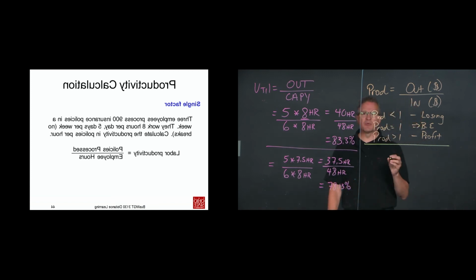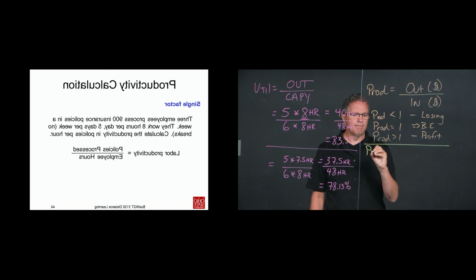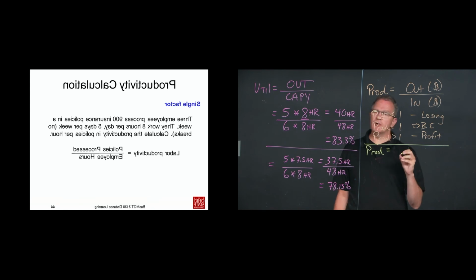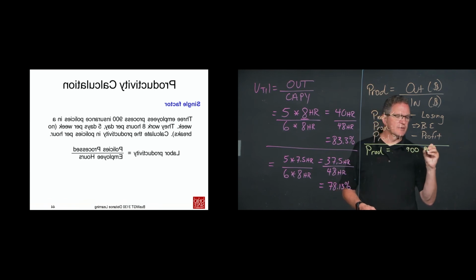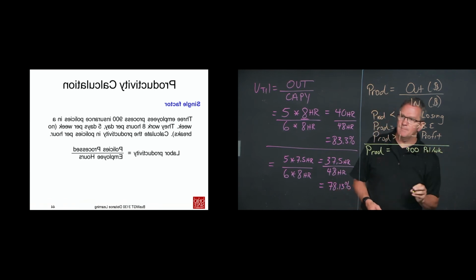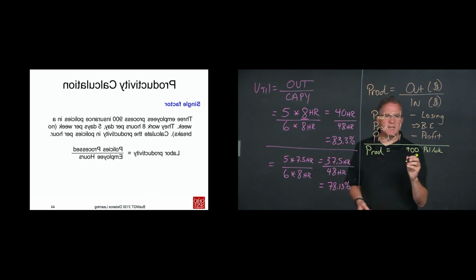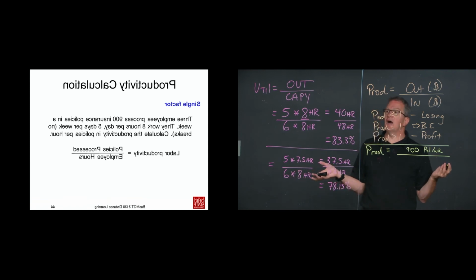So in this case, my productivity is going to be those outputs. What is my output here? Well, I don't have any dollars on this, so I don't know what the policies are worth. So my output is 900 policies per week. All right? What are my inputs here? The only input I have is hours.